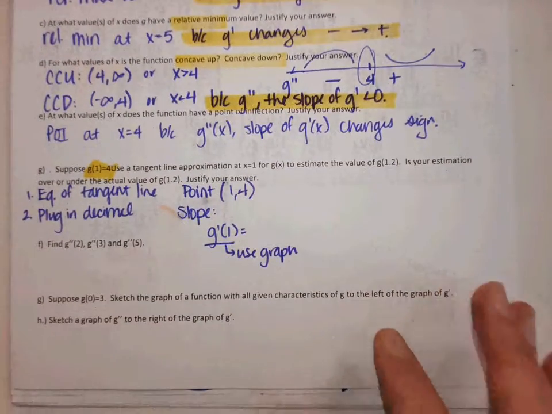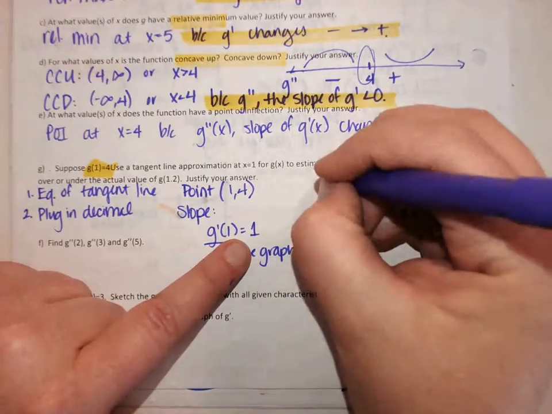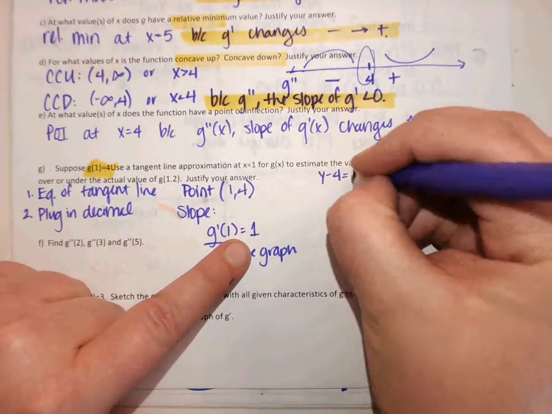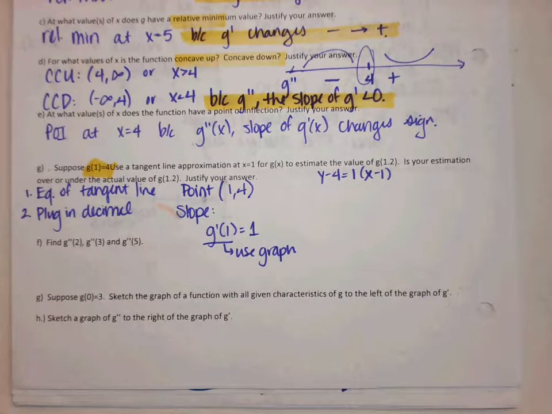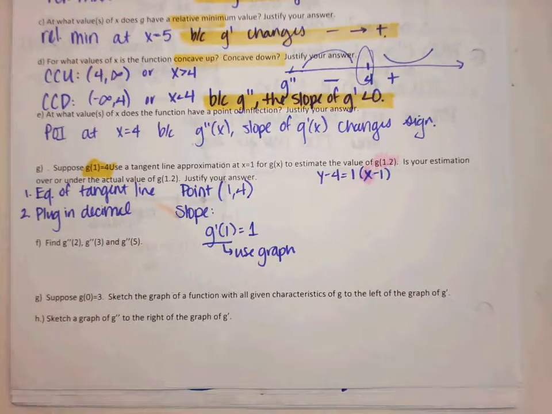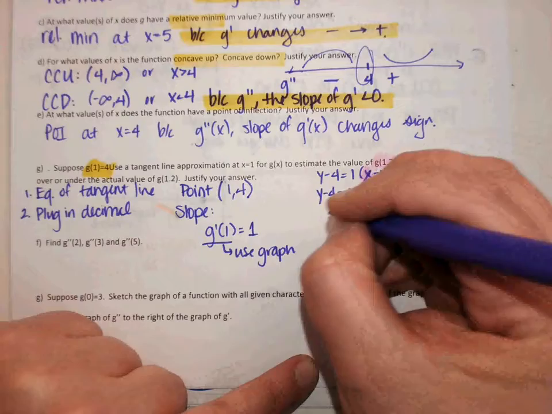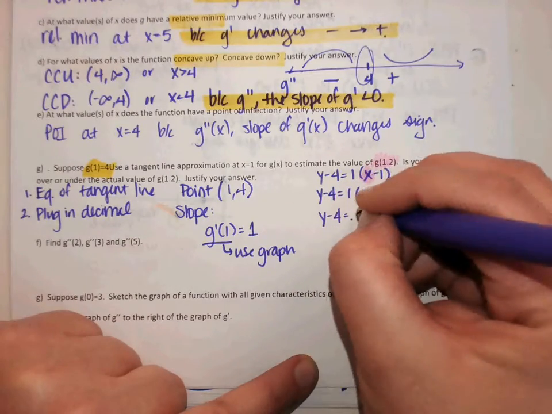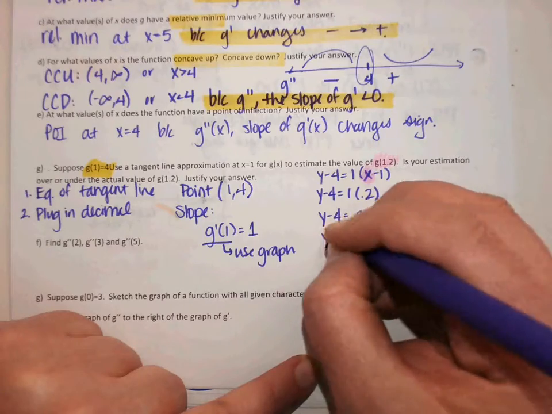Okay? So from here, my slope we said is 1. Let's write the equation. So it'll be y minus 4 equals 1 times x minus 1. Then what decimal are we plugging in? F of 1.2. And we're plugging it in here. What is 1.2 minus 1? 0.2. 0.2 times 1 is 0.2. What do we do with the minus 4? Plus it across, 4.2.